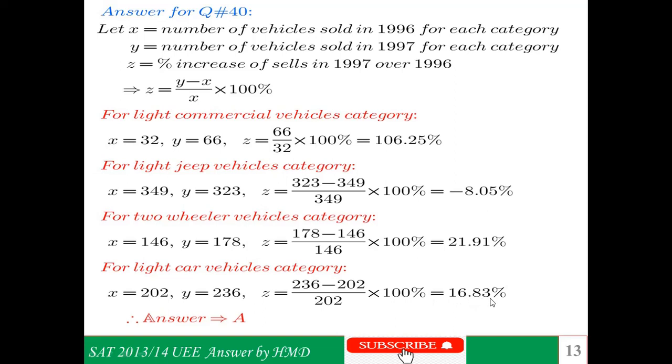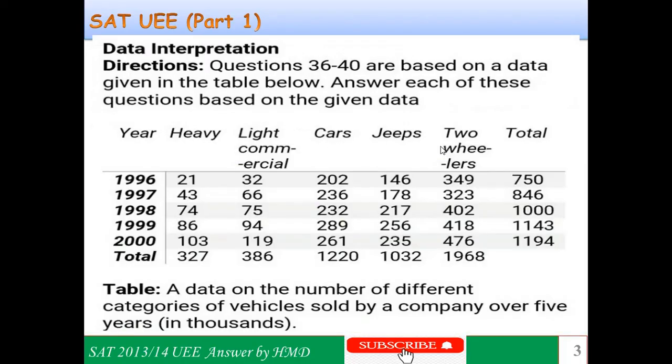So our answer is going to be A, which is the light commercial vehicles category, and the percentage is 106.25%, which is more than double, right? And you can check whether it is more than double or not. For light commercial vehicles, the number sold in 1996 is 32. What about in 1997? It is 66, which is more than double. If you multiply 32 by 2, it's going to be 64, yeah? So it is more than 64. That's why it becomes 106.25.